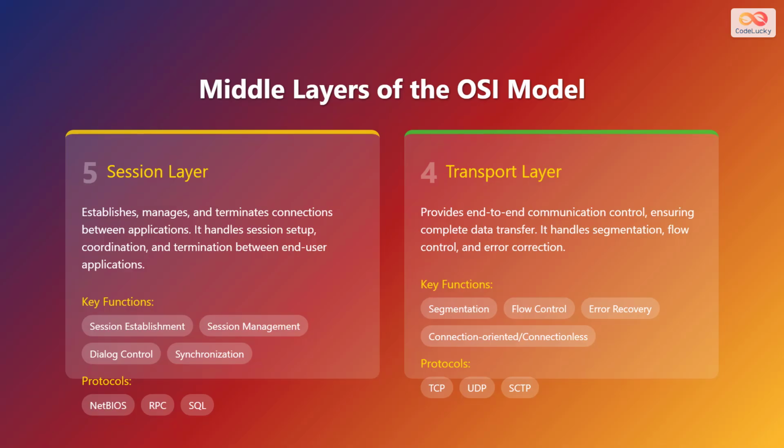The transport layer, also known as layer 4, provides end-to-end communication control, ensuring complete data transfer. It handles segmentation, flow control, and error correction. Key functions of the transport layer include segmentation, flow control, error recovery, and managing connection-oriented and connectionless communication. Some of the protocols associated with the transport layer include Transmission Control Protocol or TCP, User Datagram Protocol or UDP, and Stream Control Transmission Protocol or SCTP.